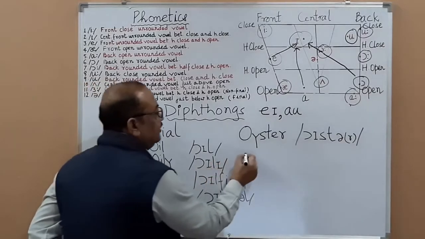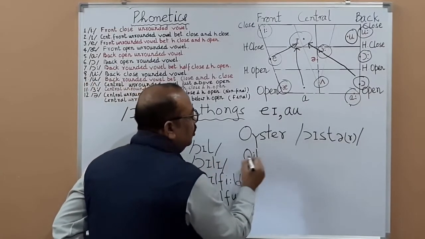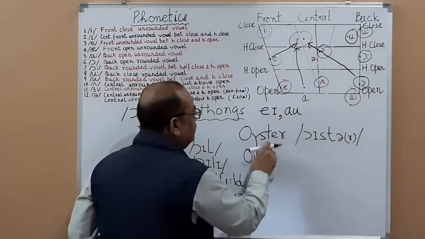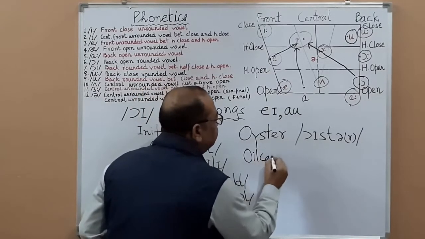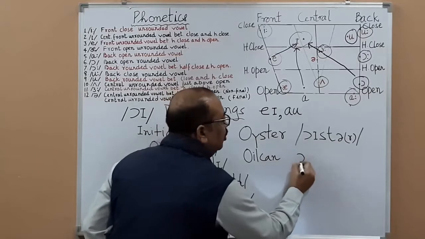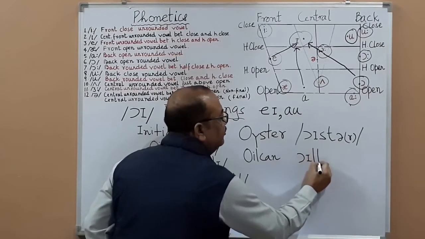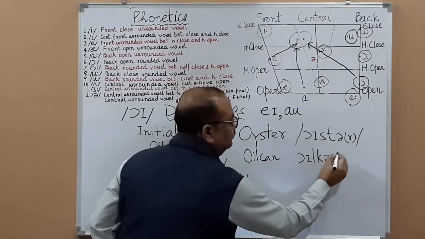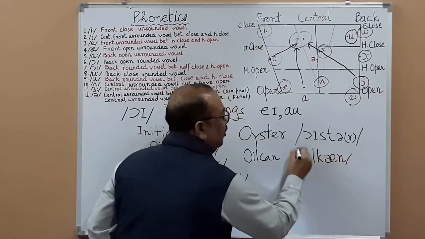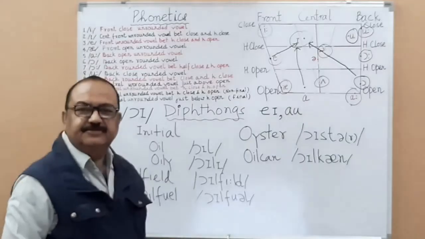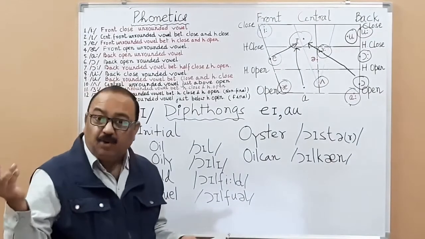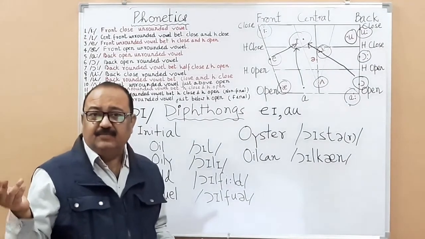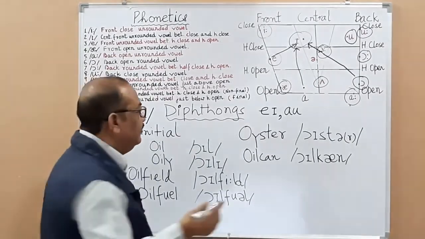Oil can also you may take. Oil can. C-A-N you write? Oil, then can you may write like this. Oil can. And we have oil wells there. Where do we have oil wells? We have oil wells in the Gulf countries.